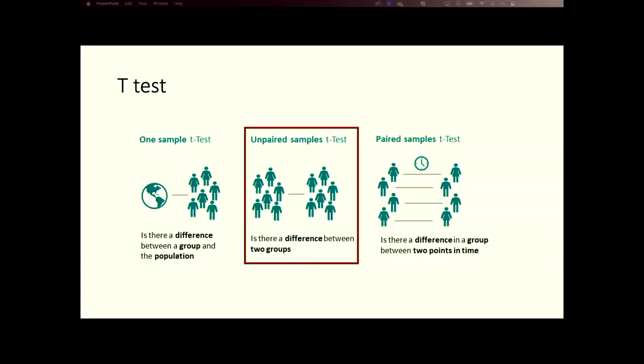An important concept is the t-test. We're not going to go over much of this. Have any of you had a college stats course? Okay, so a one-sample t-test: is there a difference between a group of people and a population? An unpaired samples t-test: is there a difference between two groups? And then a paired samples t-test: is there a difference in a group between two points in time?